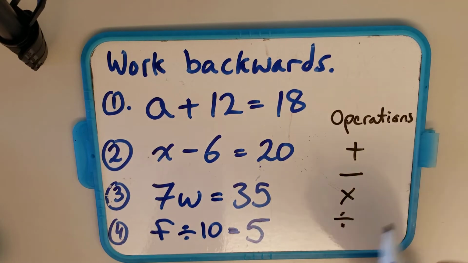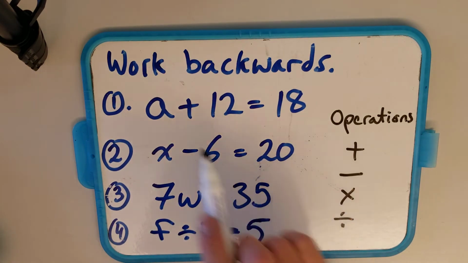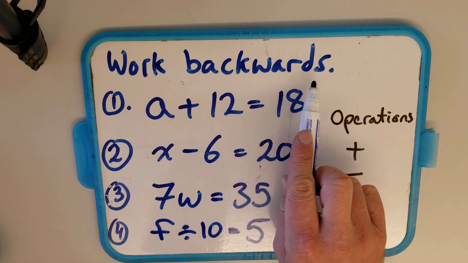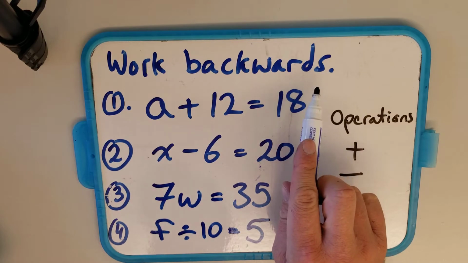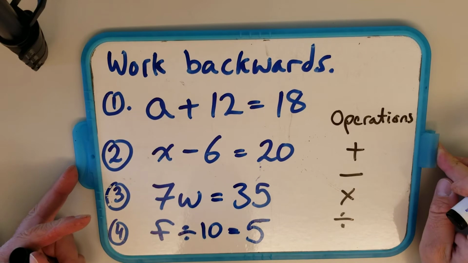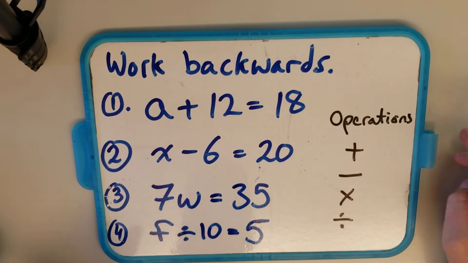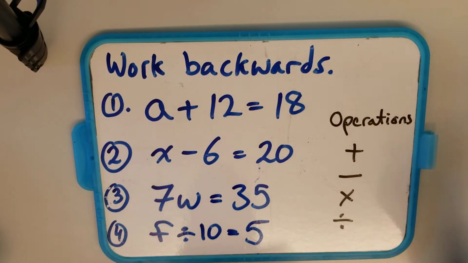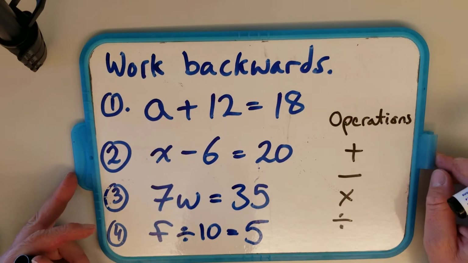Okay, these are called one-step equations because we only need to do one thing to solve the problem. And the key is that we're going to work backwards when we're solving them. All right, so I'm going to work through these 4 examples in the video, and then I want you to follow along. And then I'll give you some practice questions at the end. Okay?